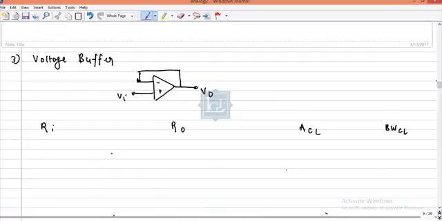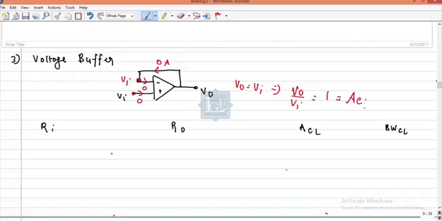See, this is Vi, input current is 0, so the current through it here is also 0 ampere. Since this is Vi, this is also Vi. Now you can see that this part is short circuit. So can I say V naught equals Vi? Yes sir. So what is my V naught by Vi? This is equal to 1.